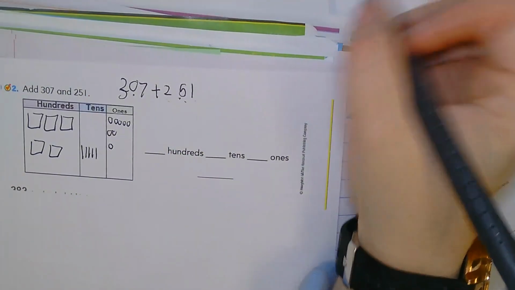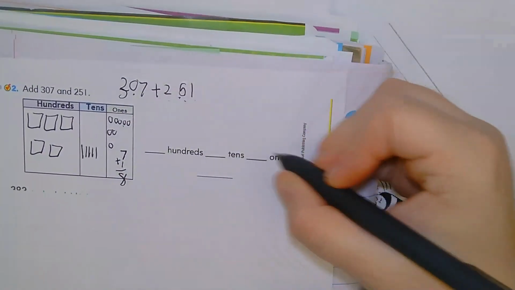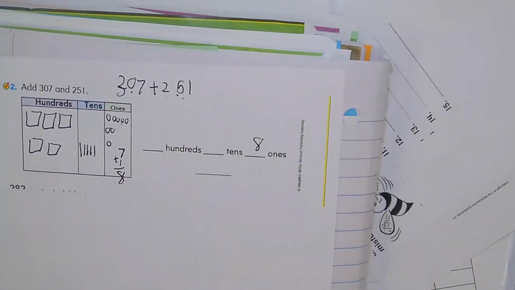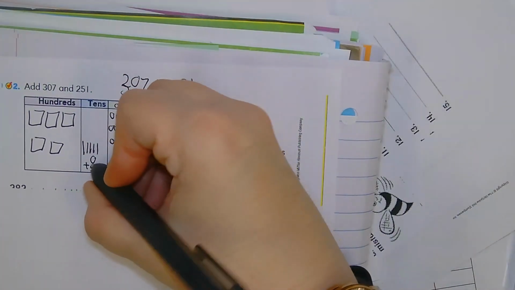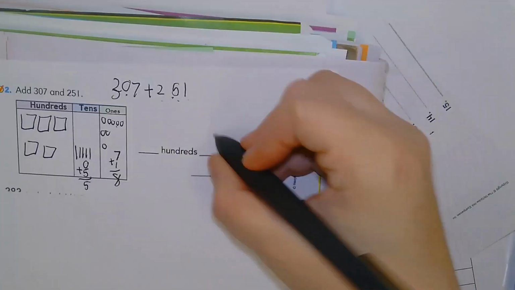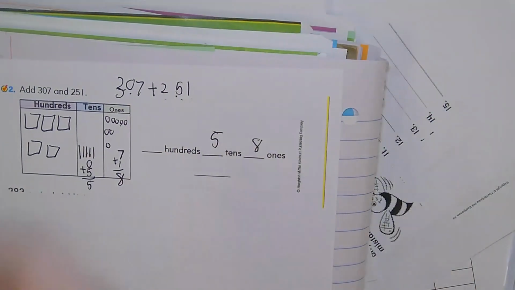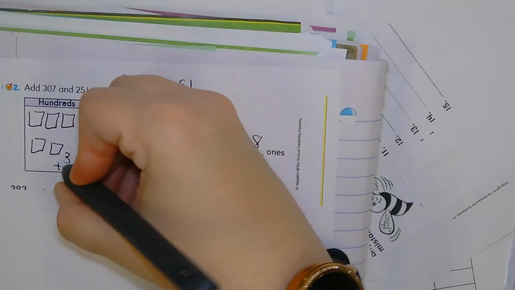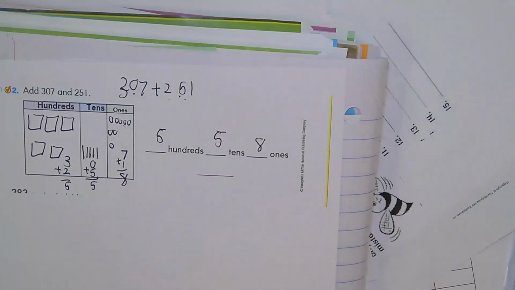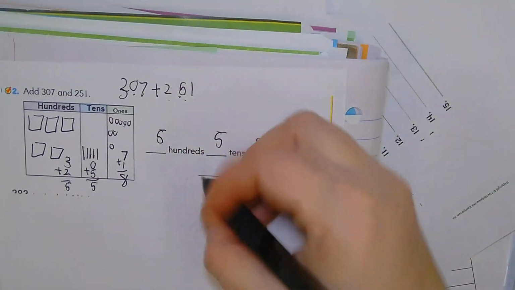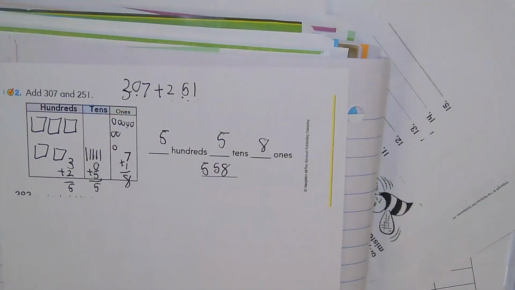All right, so first I'm going to start with my ones column. So I have 7 plus 1. That's a fairly easy fact. That gets me 8. So I have 8 ones. And then in the tens column, I have 0 plus 5. And I know any number plus 0 stays the same. So I have 5 tens. And then in the hundreds column, I have 3 plus 2. 3 plus 2 I know also gets me 5. So I have 5 hundreds. So now I have 558 for my standard form.